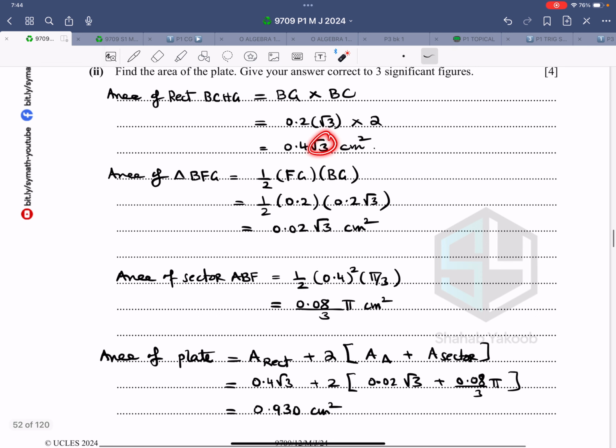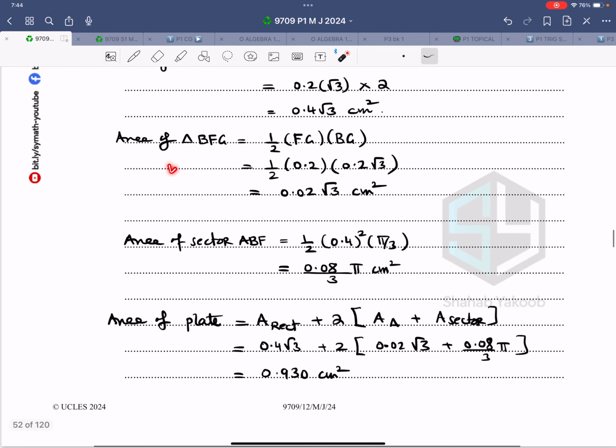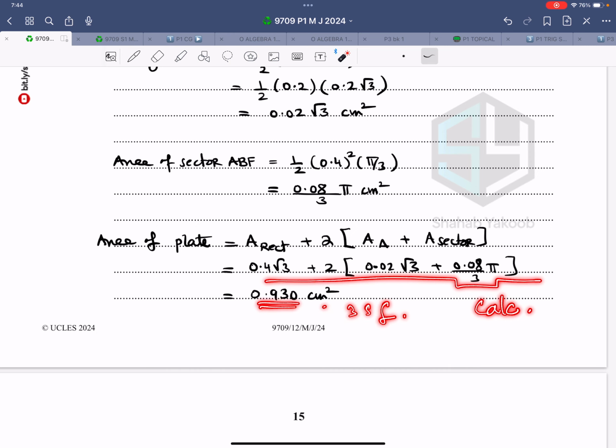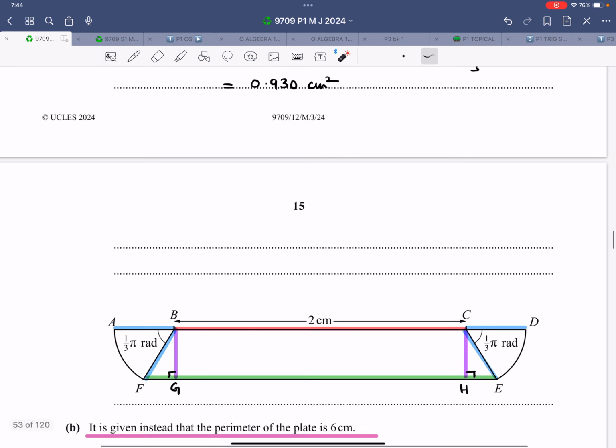So now I have root 3, I have root 3, I have pi, I have fractions, I have decimals. Now this thing will be doubled, this thing will be doubled. Area of triangle is doubled, area of sector is doubled. I have added it up, I have put a 2 on the outside. Area of rectangle as it is. Now at this point, I'll use a calculator. And this is the answer, correct to 3SF. That is what I achieve.